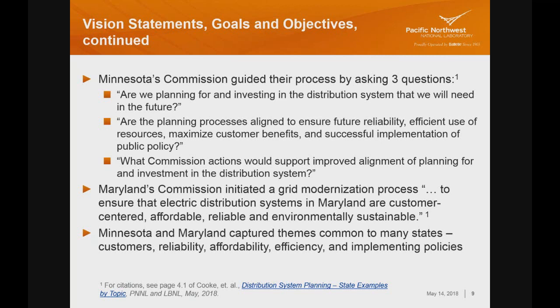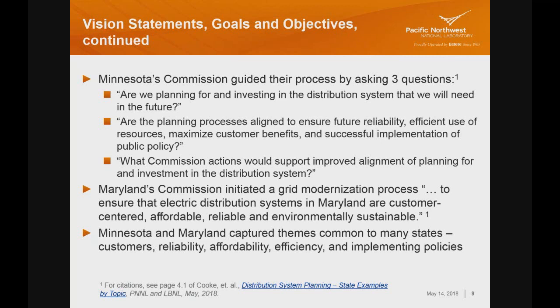The reason that one is interesting to me is because they capture several themes that are very common to many states. And in fact, if you look at the next one from Maryland, where they started their process to ensure that electric distribution systems in Maryland are customer-centered, affordable, reliable, and environmentally sustainable, you see some of the same themes coming out. These themes including customers. A lot of this, what we see going on in terms of grid modernization, in terms of distribution planning, in terms of all of the distribution planning approaches, it's focused on customers, making sure that customers are given some of the alternatives, some of the options that they're looking for, maximizing customer benefits.